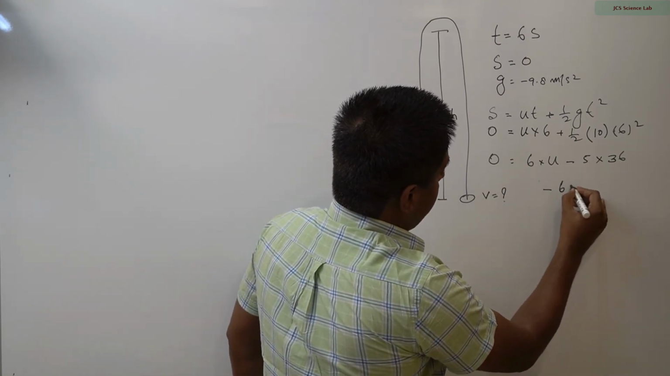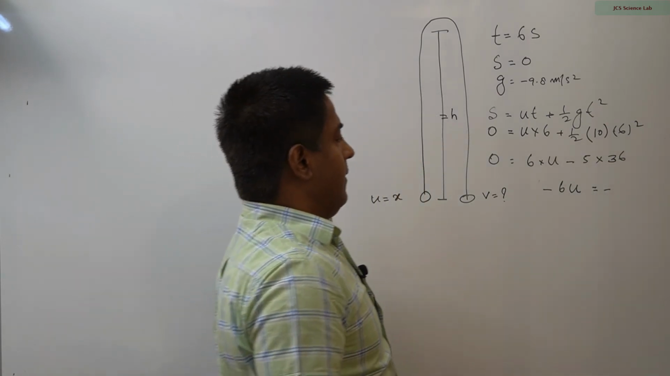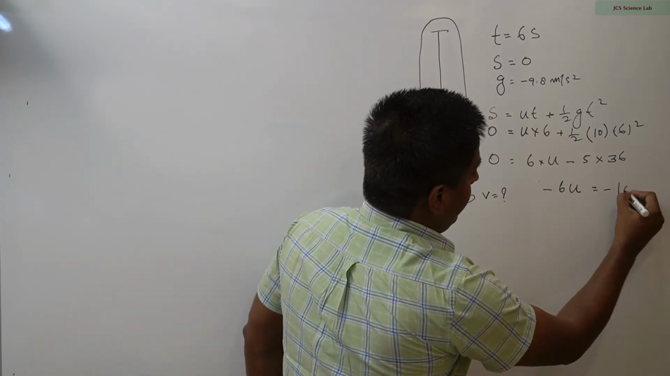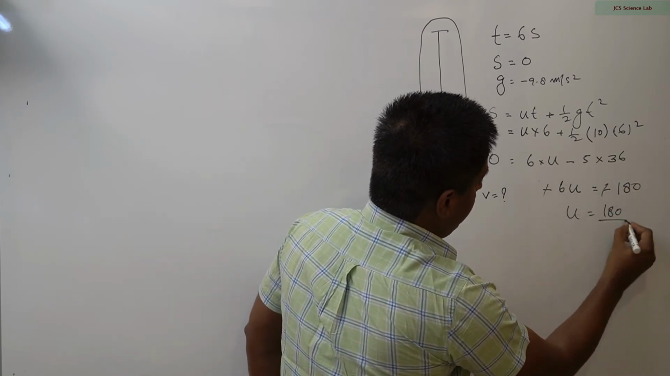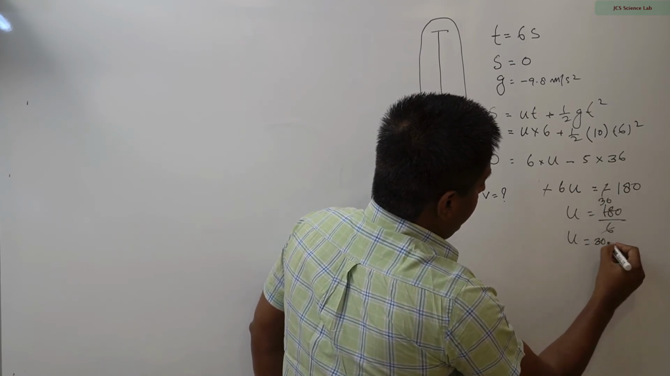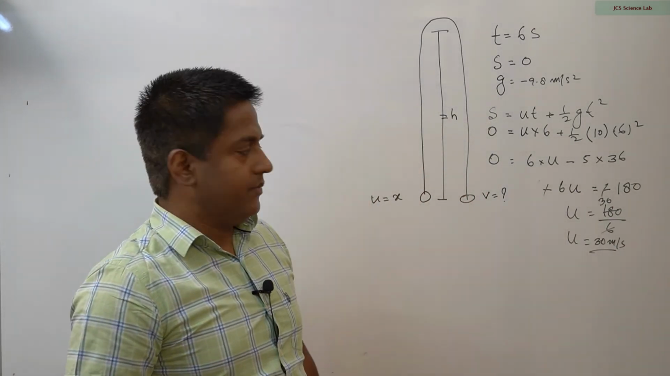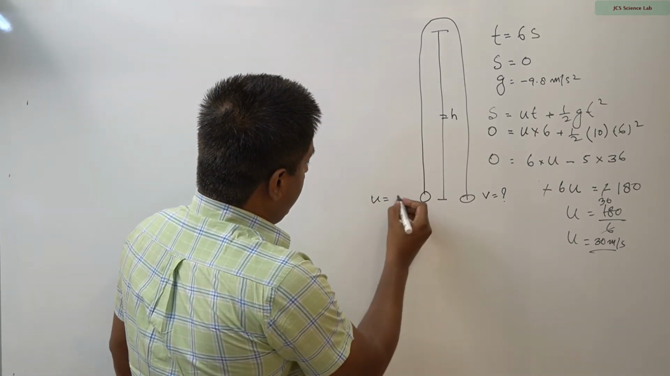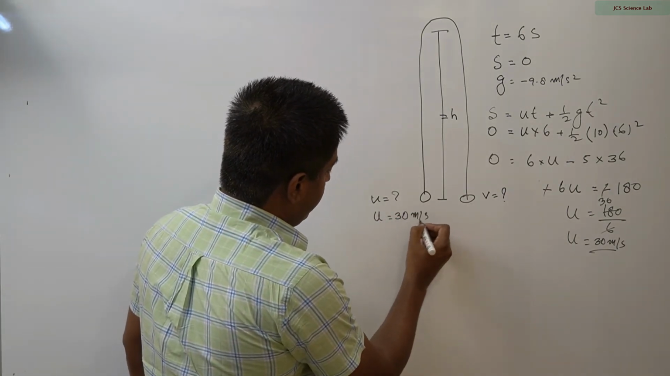So minus 6u is equal to minus 36 into 5, which is 180. Minus gone. So u is equal to 180 divided by 6. So the initial velocity is 30 meter per second. See how easy it was? No confusion. So it was thrown with a velocity of u equal to 30 meter per second. That's quite easy.